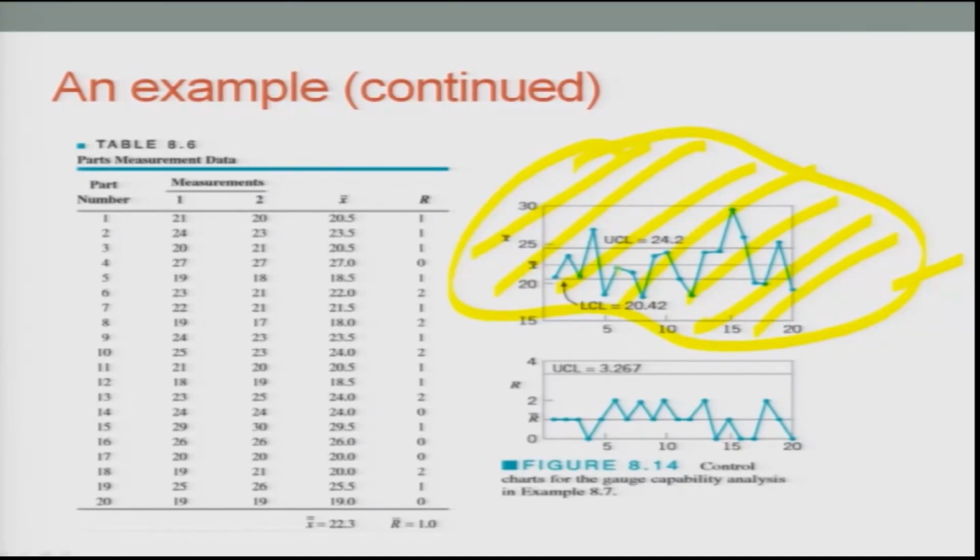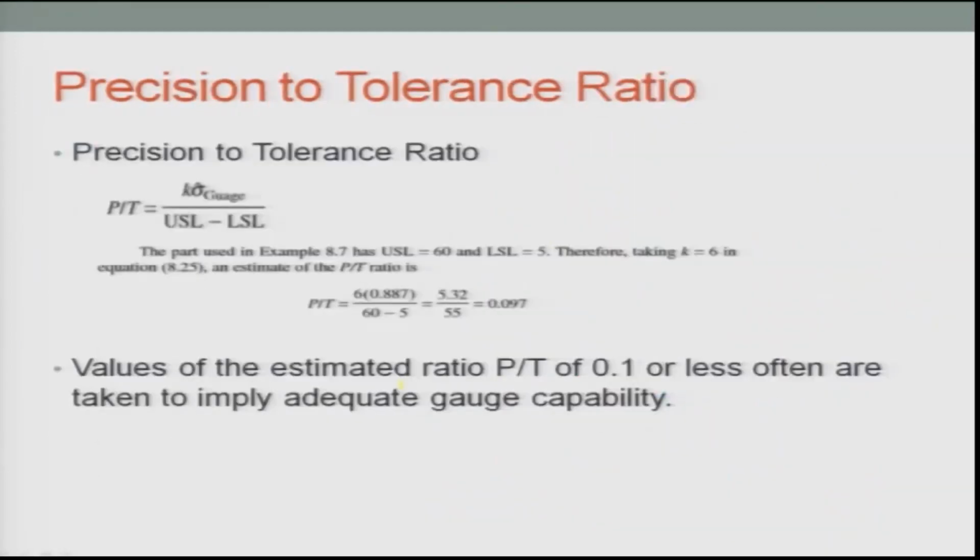When I do the drawing for the R charts, similarly I have the R values and I find out the UCL which is 3.267 and the LCL is 0. Based on that, again I am trying to highlight or circle, these R charts are there, and from that you can do the studies accordingly.